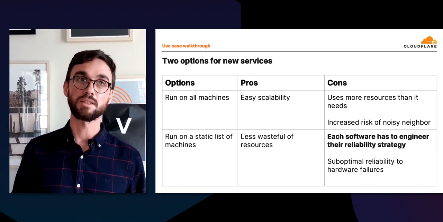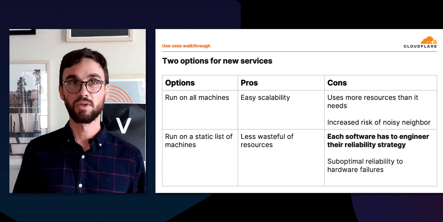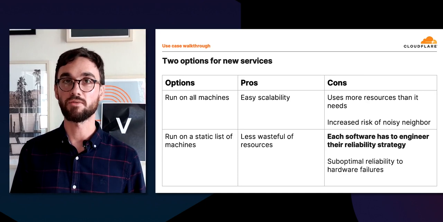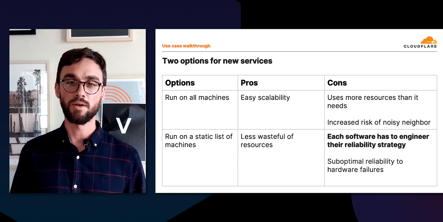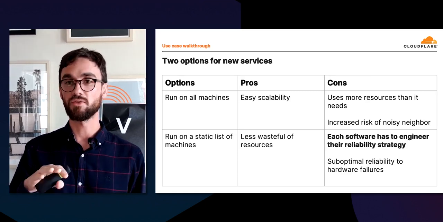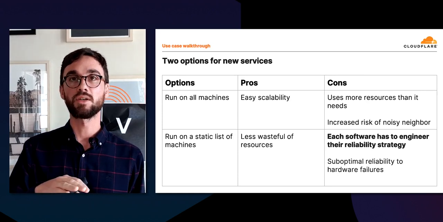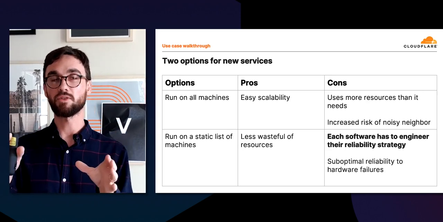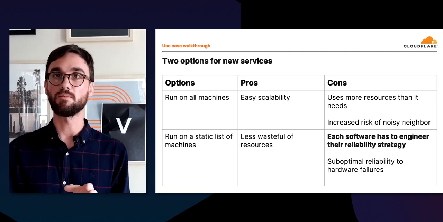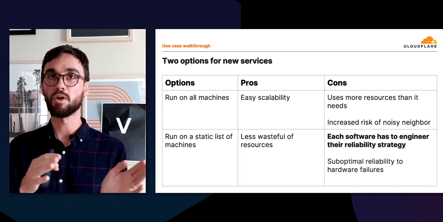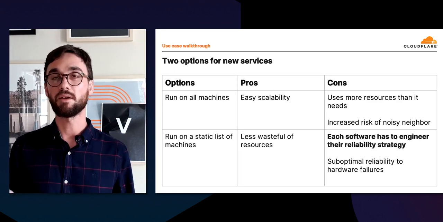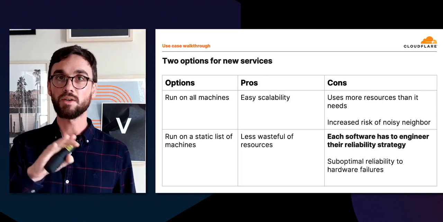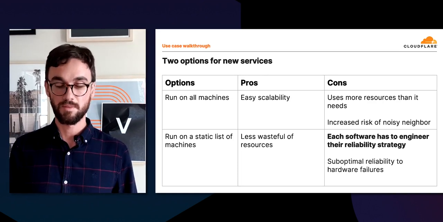But the con of that is hardware failures, which happen every day when you have a few thousand machines or more. And so you have to get each engineering team who are deploying their software to be aware of that really complex architecture, which can be different from colo to colo, from deployment to deployment. And they have to engineer a reliability strategy working around those constraints.